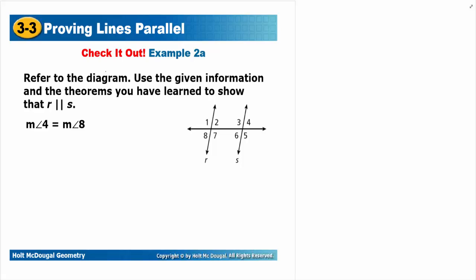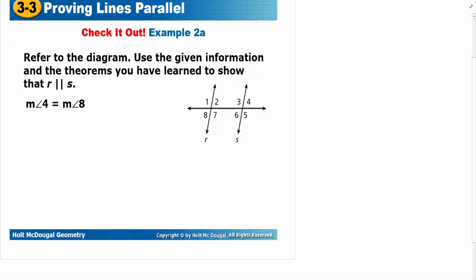So referring to the diagram, we're going to use the given information and the theorems that we've learned. So now we're going to use them. I will go back and prove all these theorems, or we'll prove at least one of them in the notes. But we're going to use the theorems that we've learned. So it's very similar to the one example we did earlier with the postulate. So we need to show that R is parallel to S. Notice it did not say proof. Okay, just show. So we're just going to write a statement like we did last time.